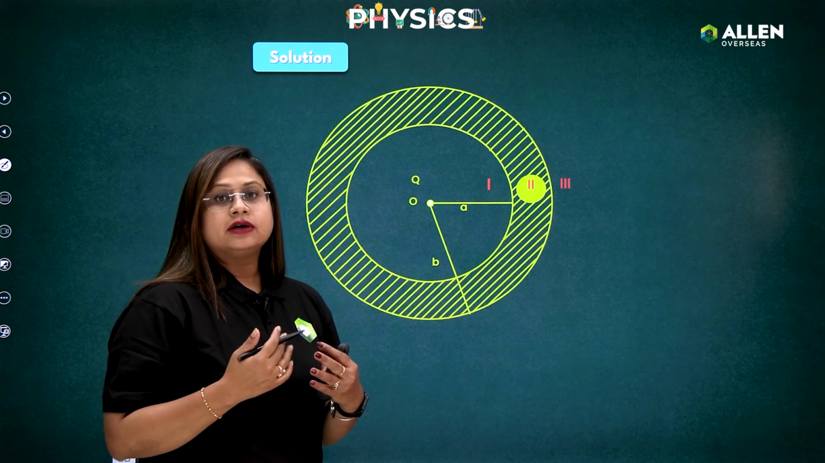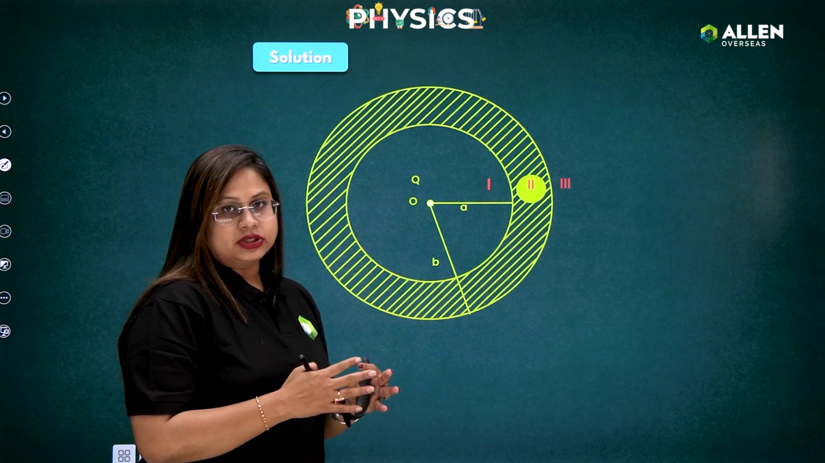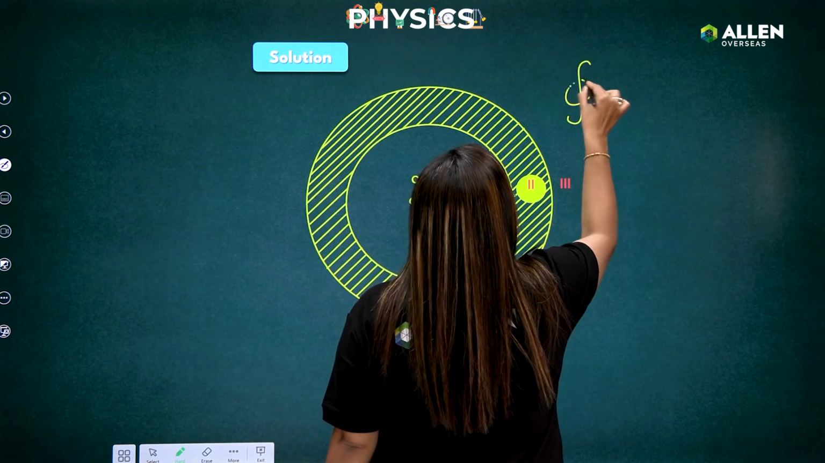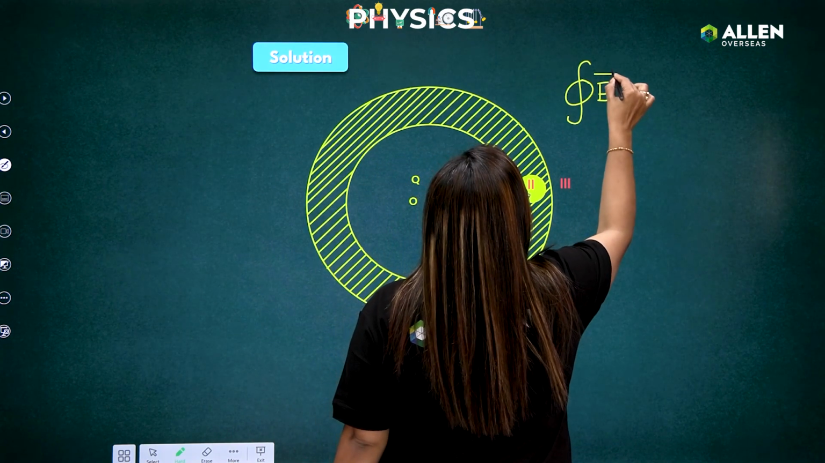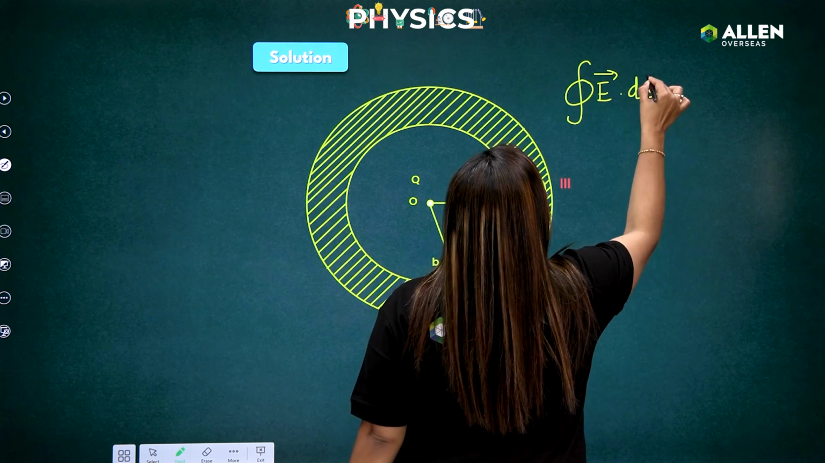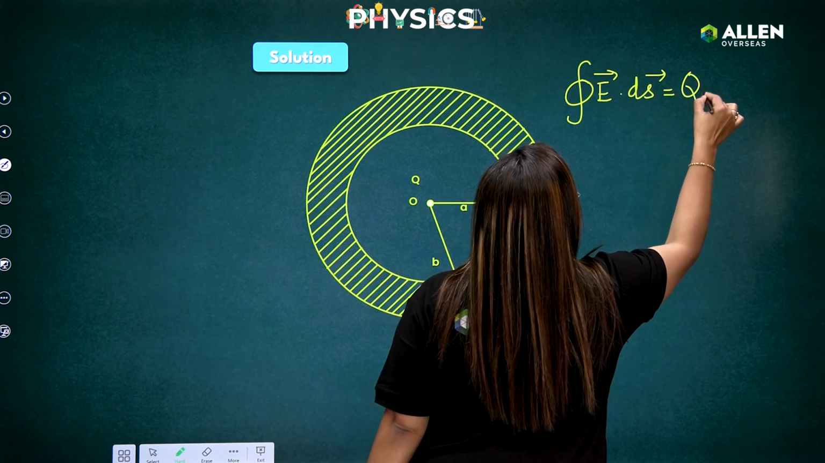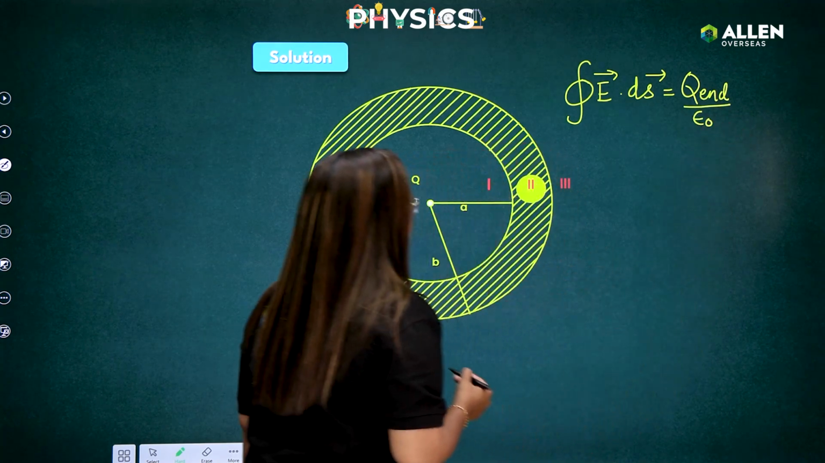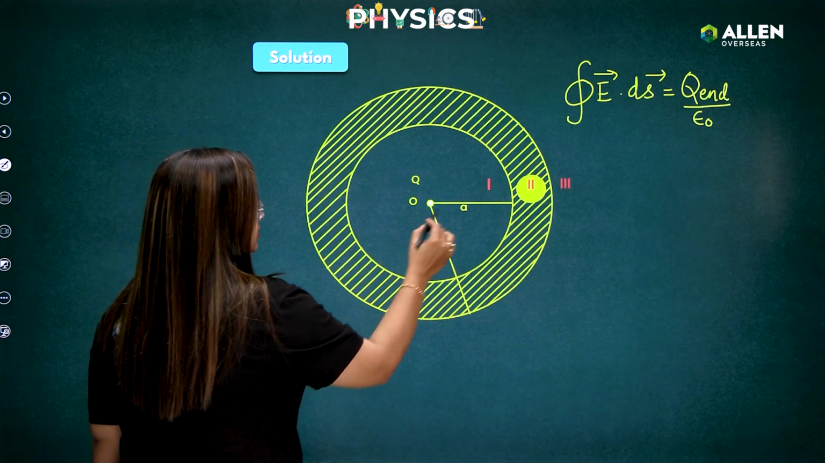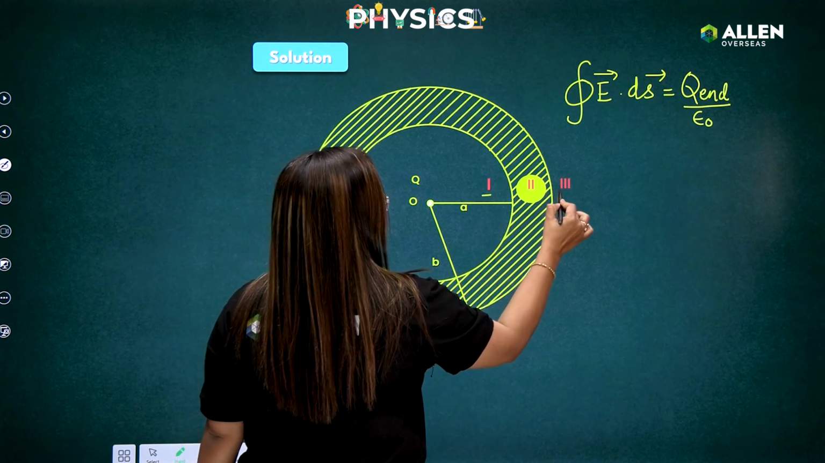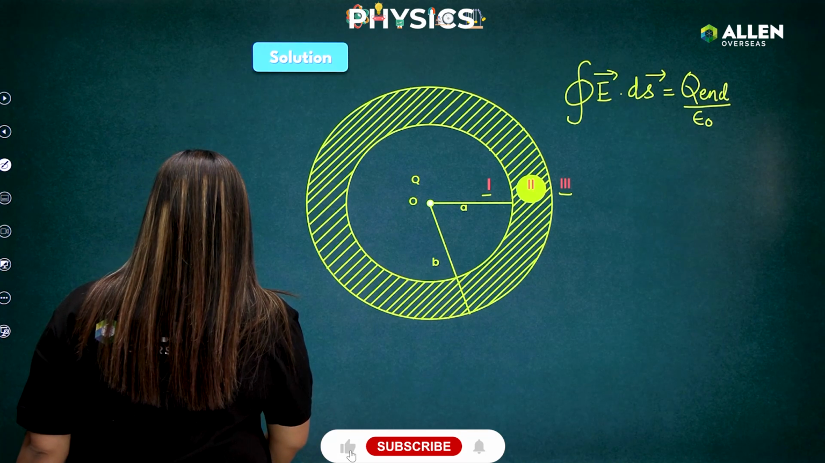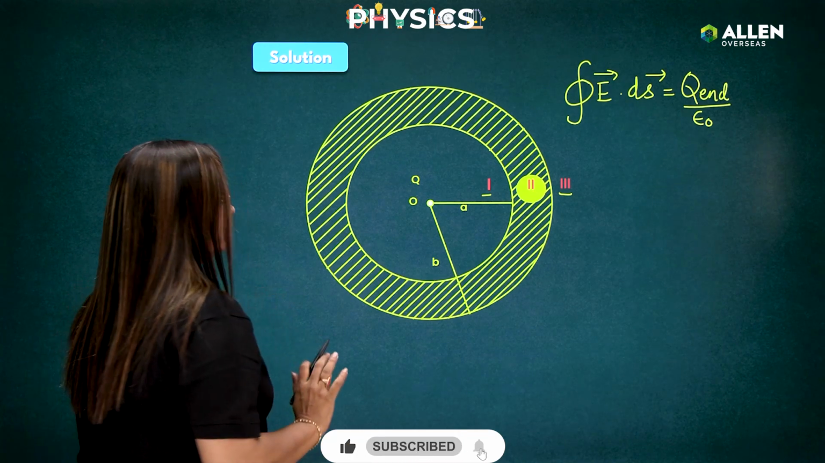So let me first write down the Gauss law. How can we find out? You know that the surface integral, for a closed surface, of E dot dS is equal to q enclosed divided by epsilon naught. Now what we have to do? This is region number 1, this is region number 2, and this one is region number 3. First of all, we have to draw the Gaussian surface for different regions.